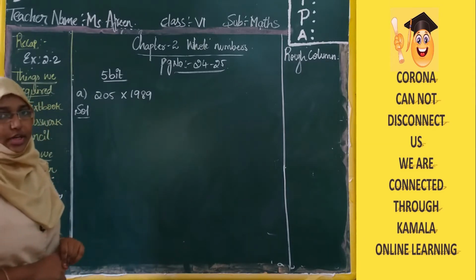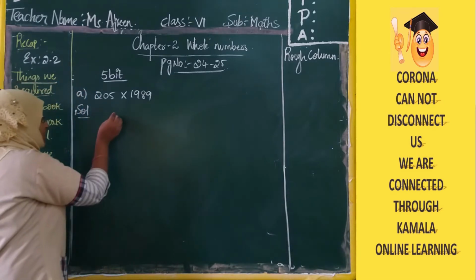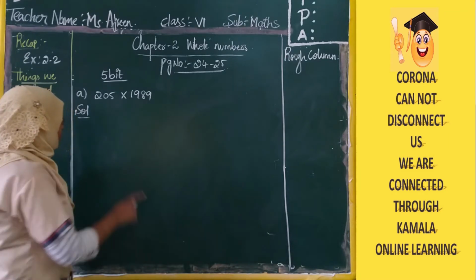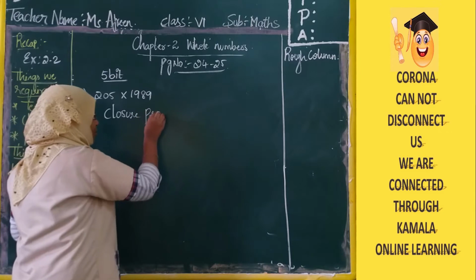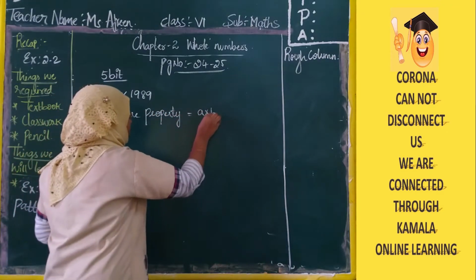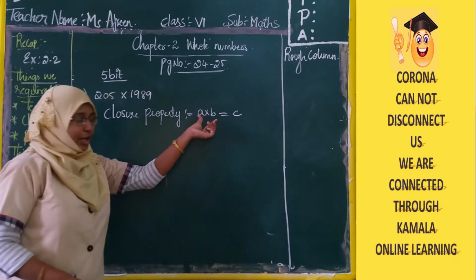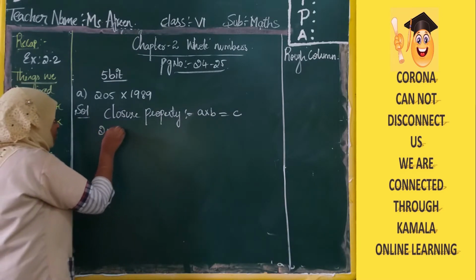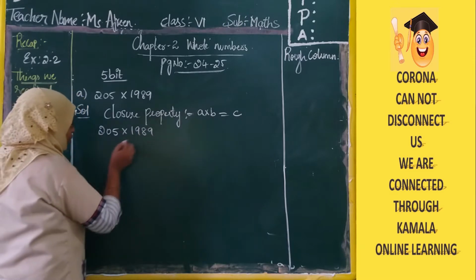So what is the closure property? Under multiplication, A into B equals C, right? Closure property: A into B equals C. So whenever you multiply two whole numbers, you get a whole number. So let us multiply 205 into 1989. Whatever answer we get, we are going to write here.